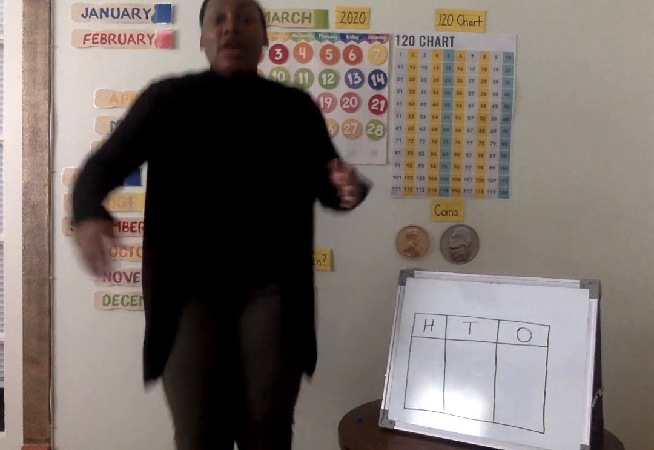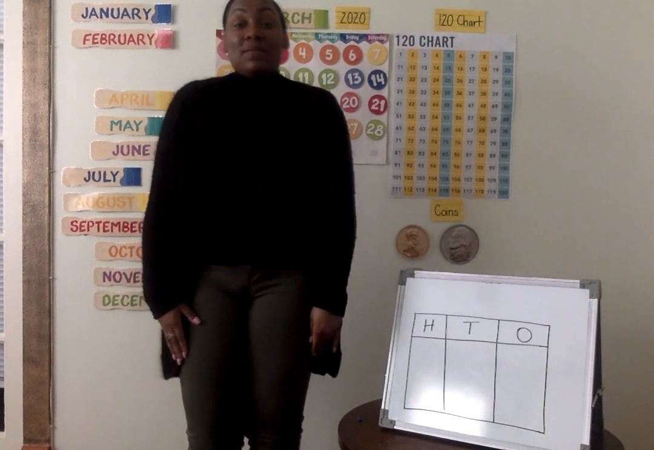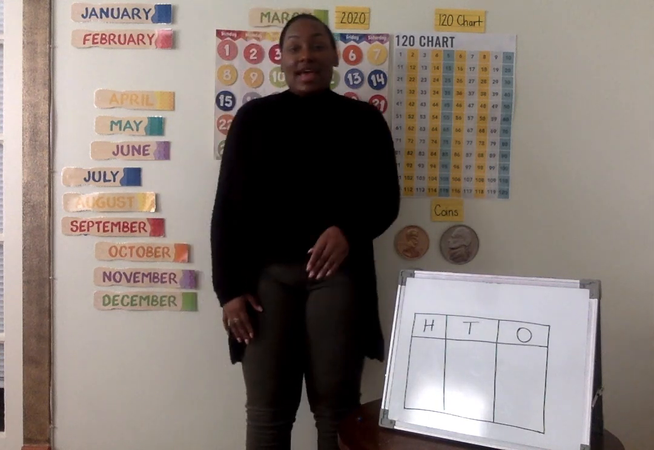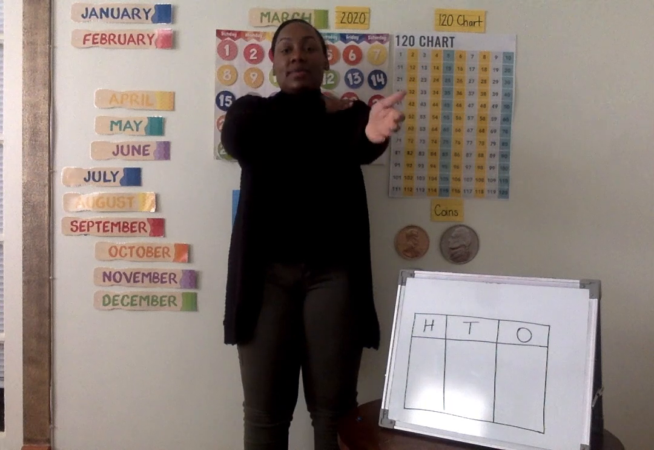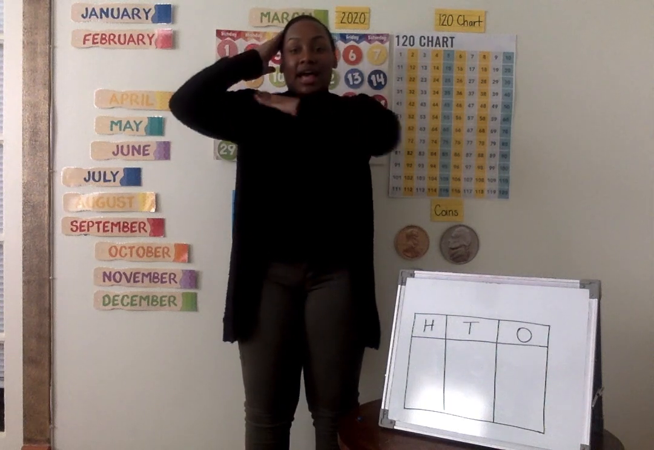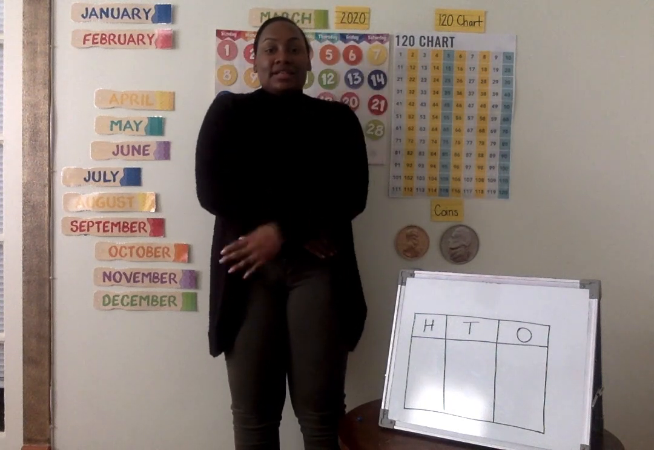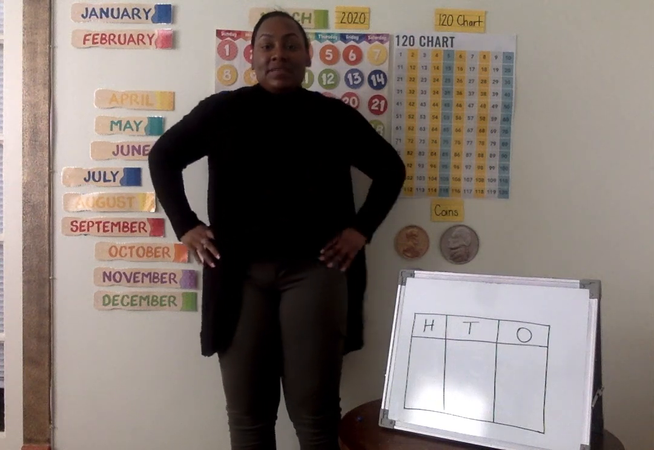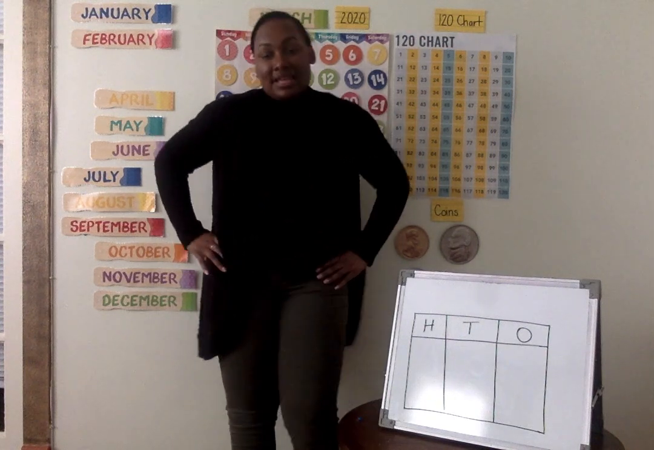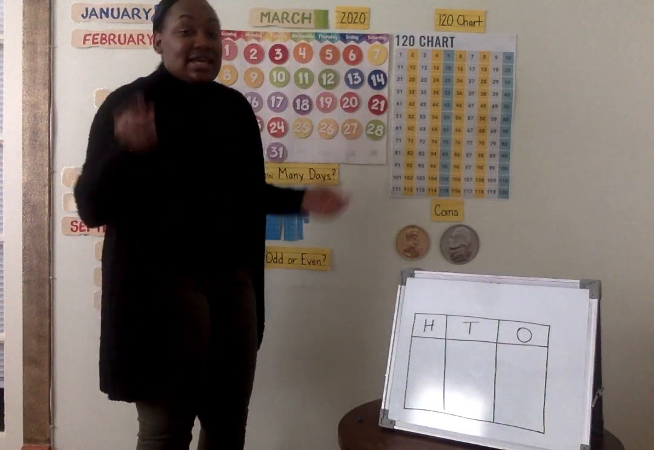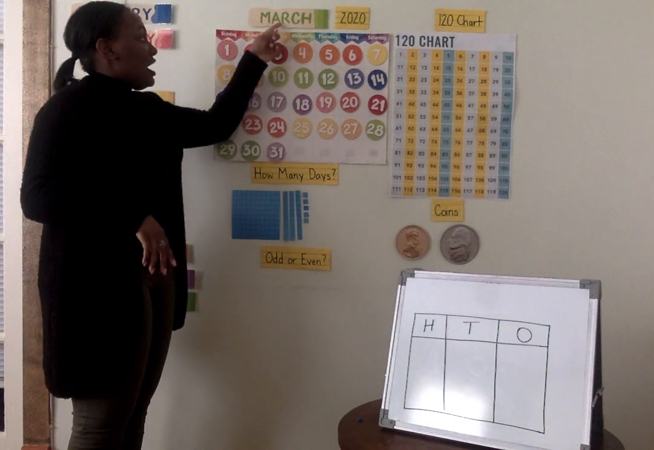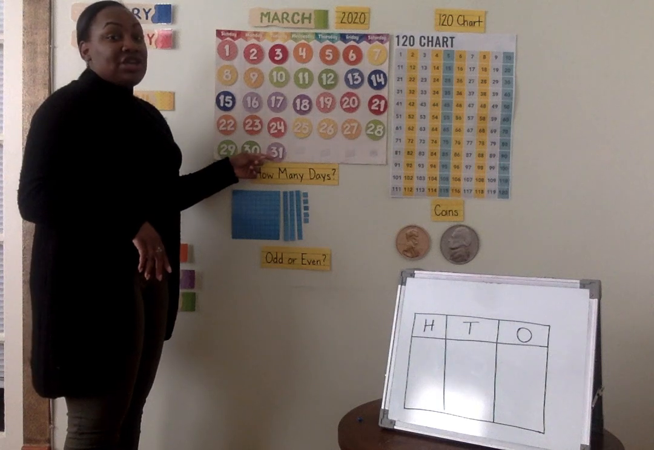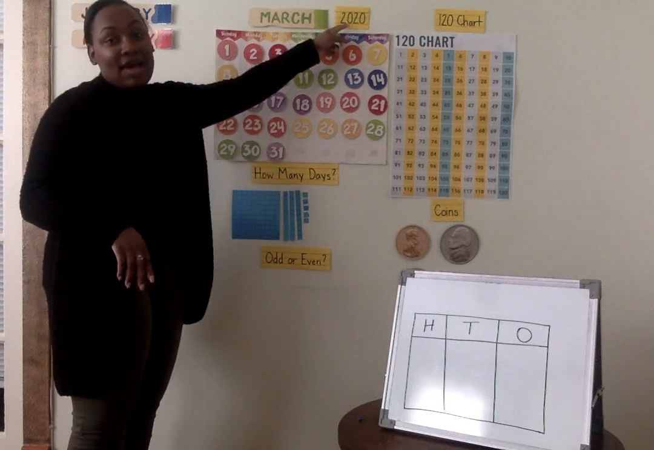Silently stand one. Make sure you have some glue. Months of the year, get ready. January, February, March, April, May, June, July, August, September, October, November, December. Months of the year.